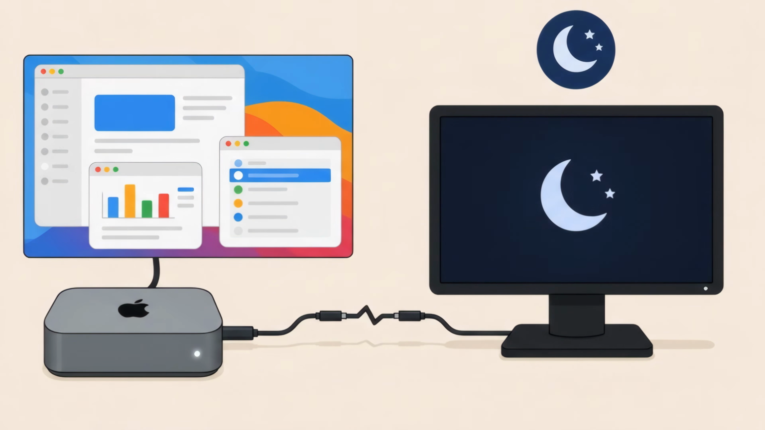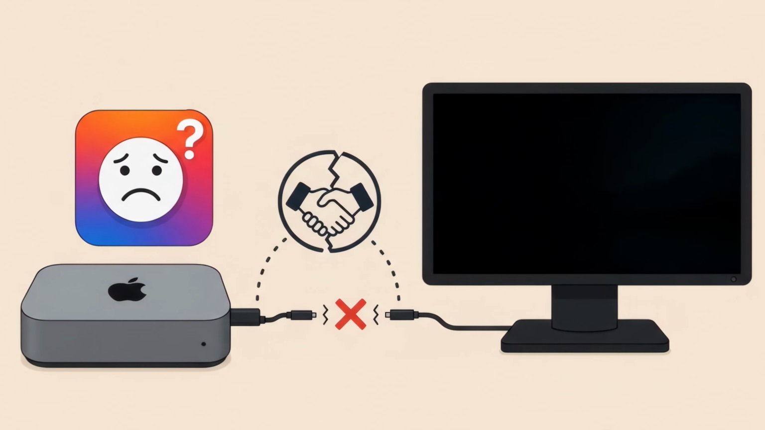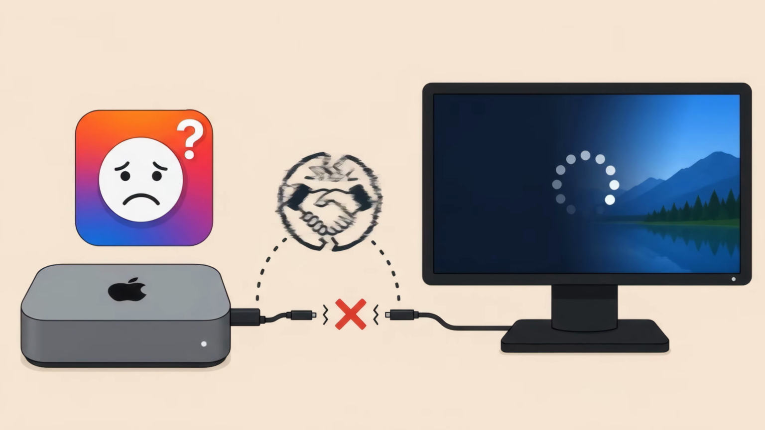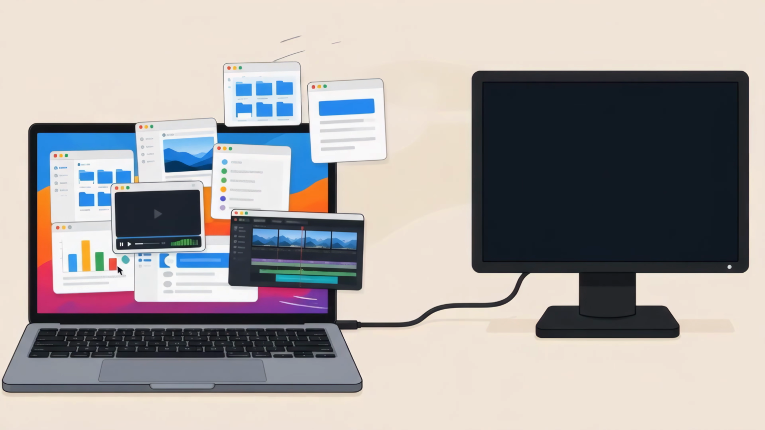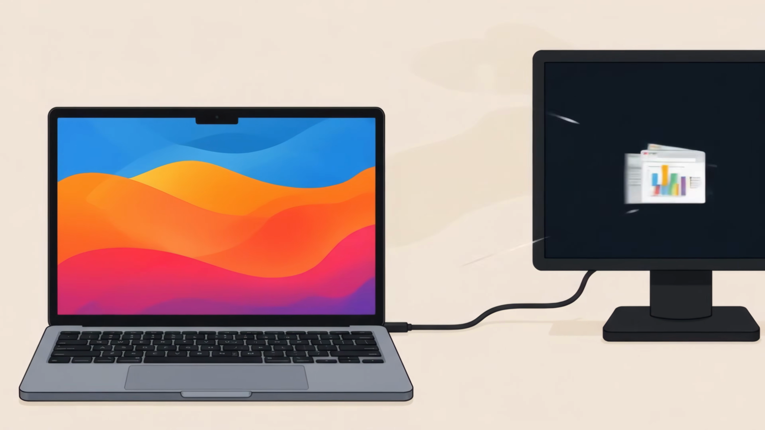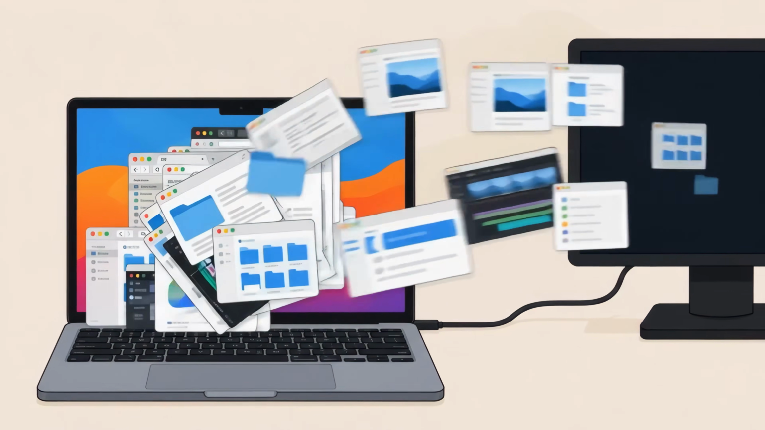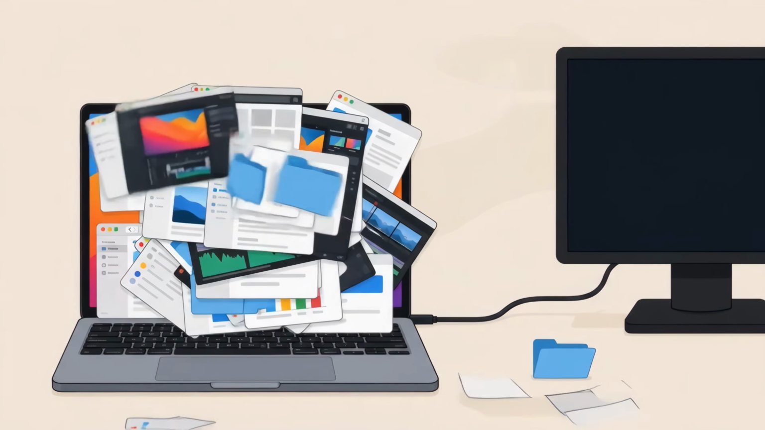When your Mac enters power-saving sleep mode, it cuts the active video link. If your third-party monitor wakes up too slowly or drops its hardware handshake, macOS gets confused, assumes the display has been physically unplugged, and aggressively shuffles all your open application windows and video timelines back onto your laptop screen or into a single desktop mess.